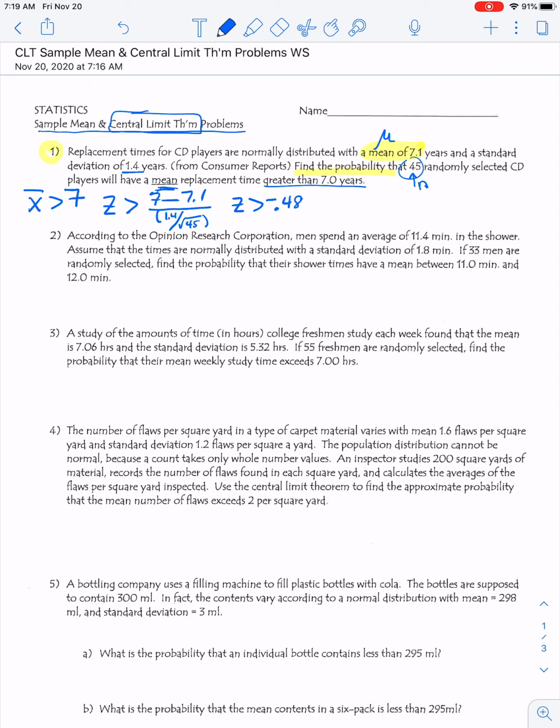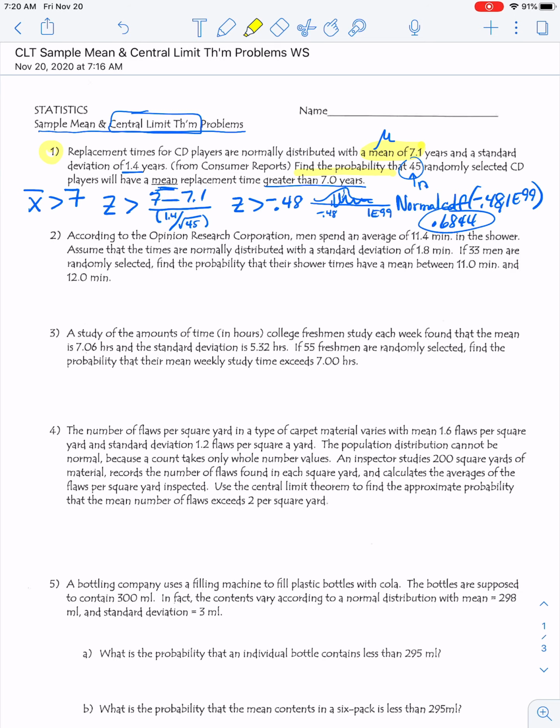Then I would either draw a little picture, negative 0.48, and then go out to positive infinity, or if showing it in your calculator, normal CDF, negative 0.48, 1E99, and I came up with 0.6844 for an answer.